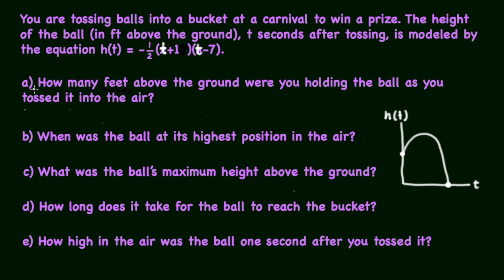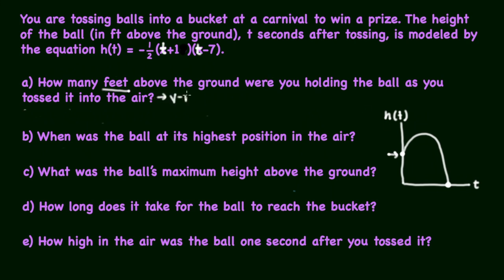So part A asks us, how many feet above the ground were you holding the ball as you tossed it into the air? First of all, we can highlight this keyword here, how many feet above the ground. This feet indicates that we're looking at the y-axis, so any sort of y value. Specifically, where were you holding the ball right as you were tossing it? So at 0 seconds, where was that ball being held up above the ground? That's going to be this point here, or the y-intercept.